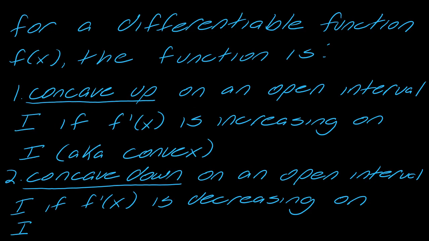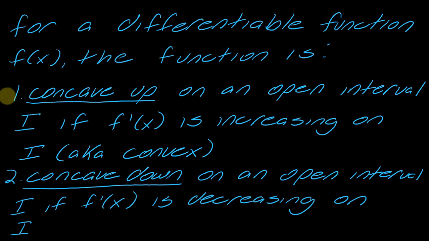So now let's talk about some definitions here. First, this is the definition of concave up and concave down. I would recommend pausing the video to write these down. For a differentiable function f of x, the function is concave up on an open interval I if f prime of x is increasing on I. Another word for this is convex. Convex and concave up, they mean the same thing. And then we also have concave down. A function is concave down on an open interval I if f prime of x is decreasing on I.